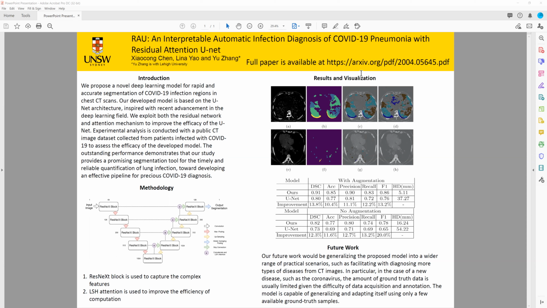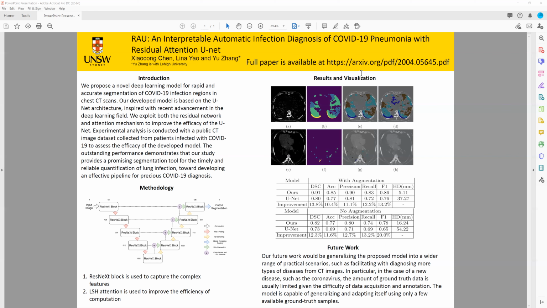And we also show the outstanding performance, which demonstrates that our study provides a promising segmentation tool for timely and reliable quantification of lung infections, especially for COVID-19 diagnosis. And we hope this can help provide an effective pipeline for precise and fast COVID-19 diagnosis.